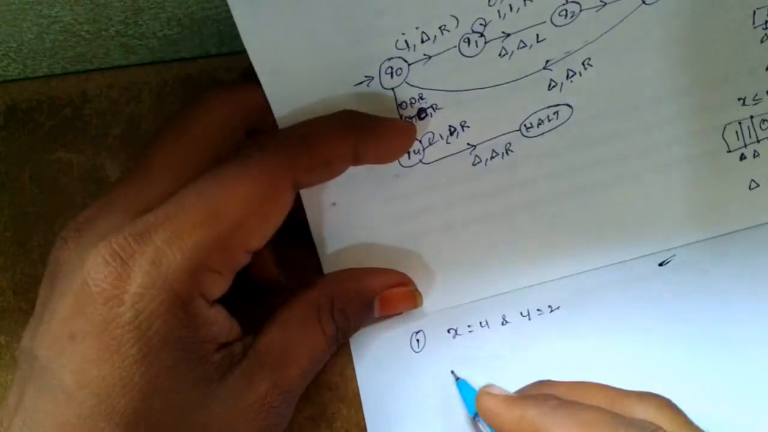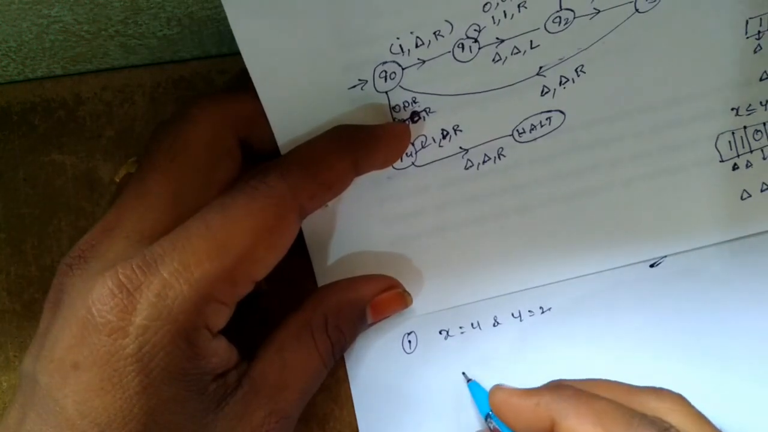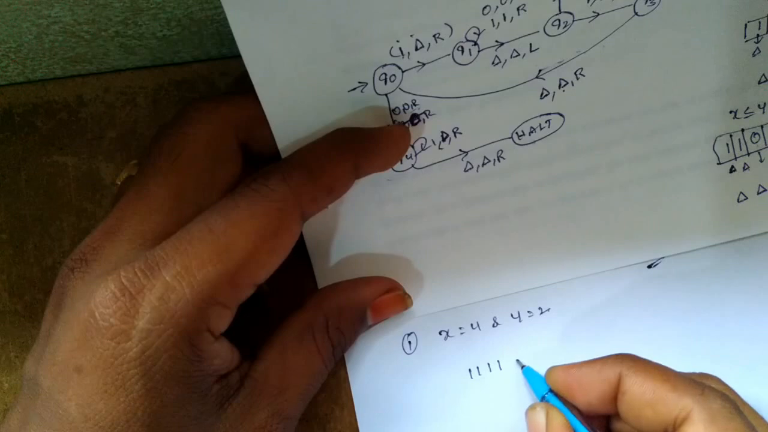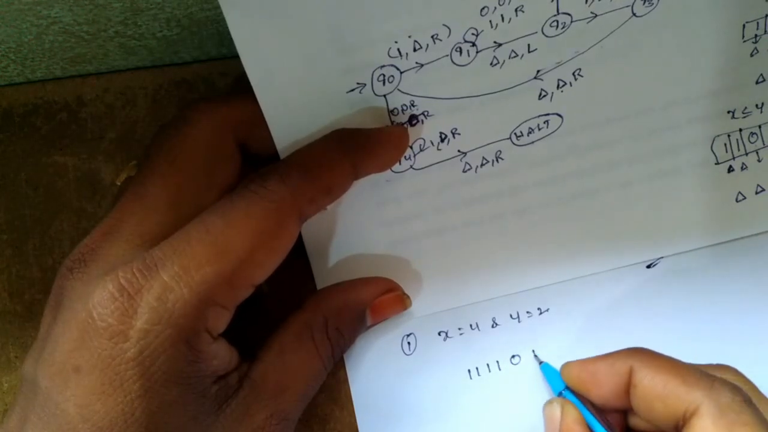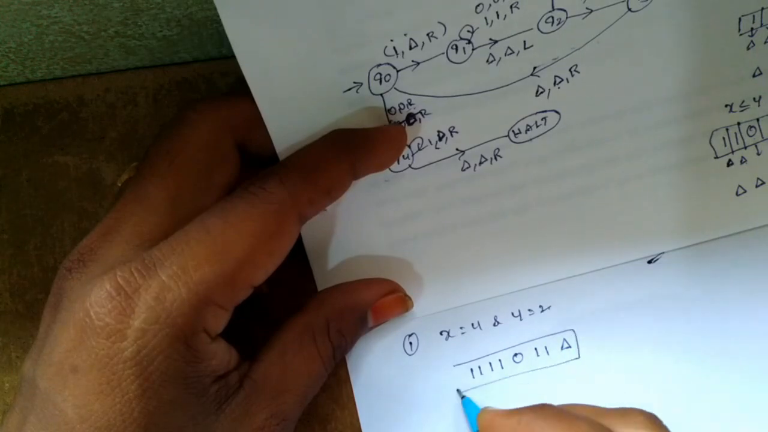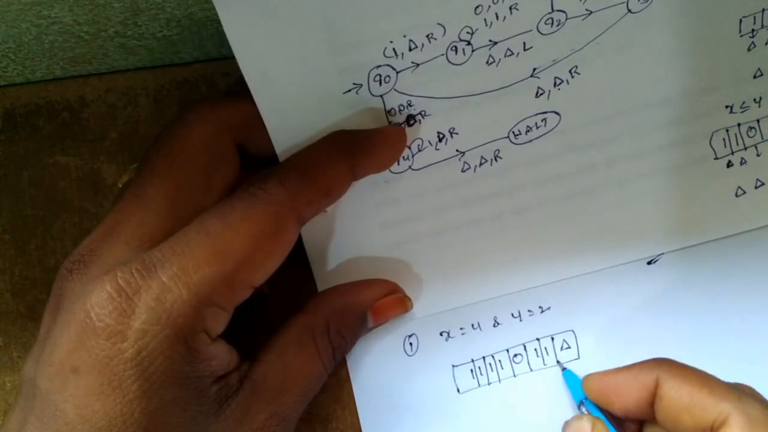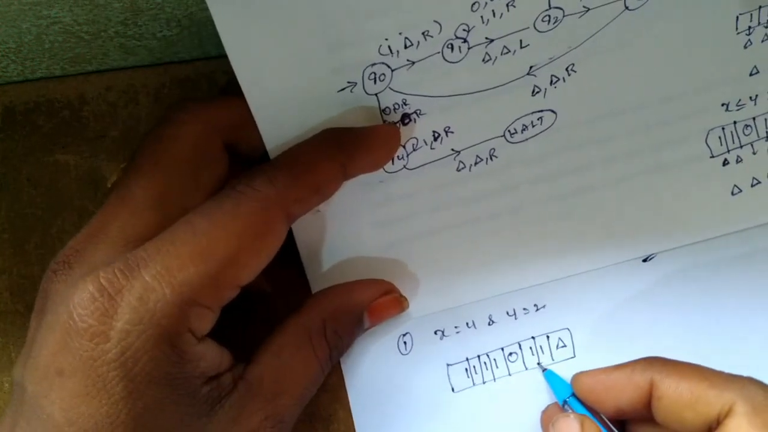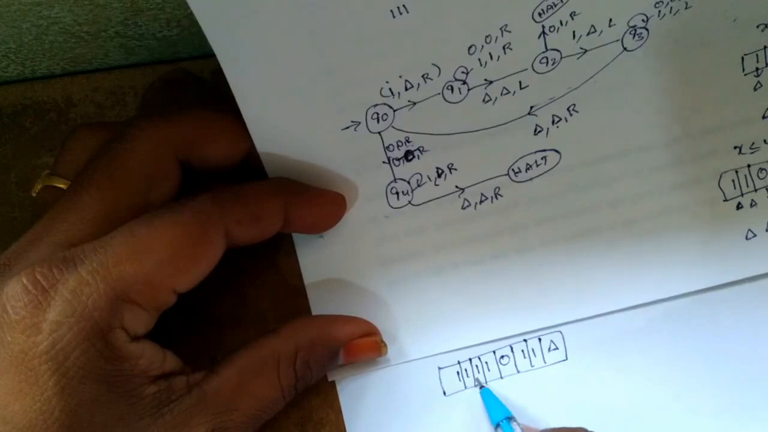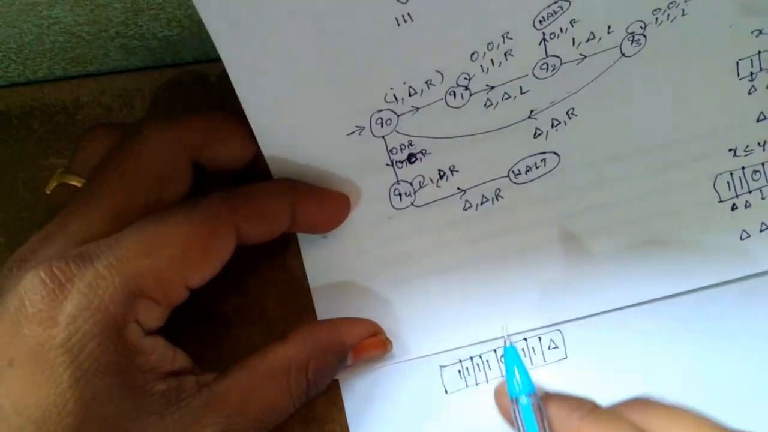It can be represented on the input tape as 4 ones, then the separator 0, then the y value of 2 ones, and the end of the input tape is del. So this is the input tape. Now we check whether this input can be simulated through our Turing machine and what the result is.